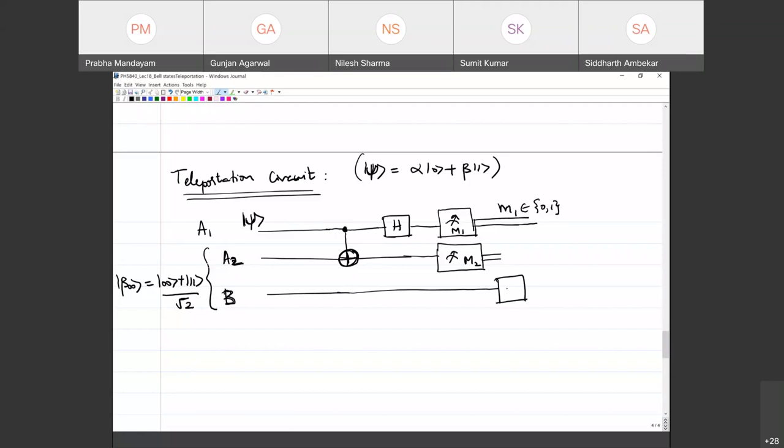Or something like that. Now, B has to apply two gates, or rather one of two gates, depending on the outcome of this classical measurement.